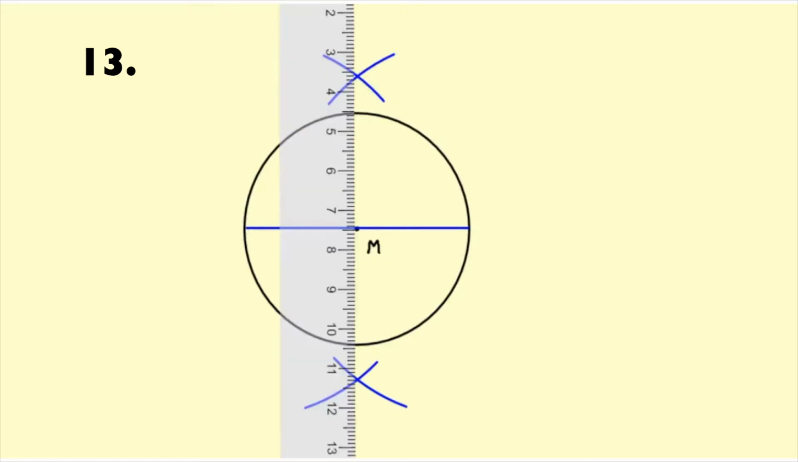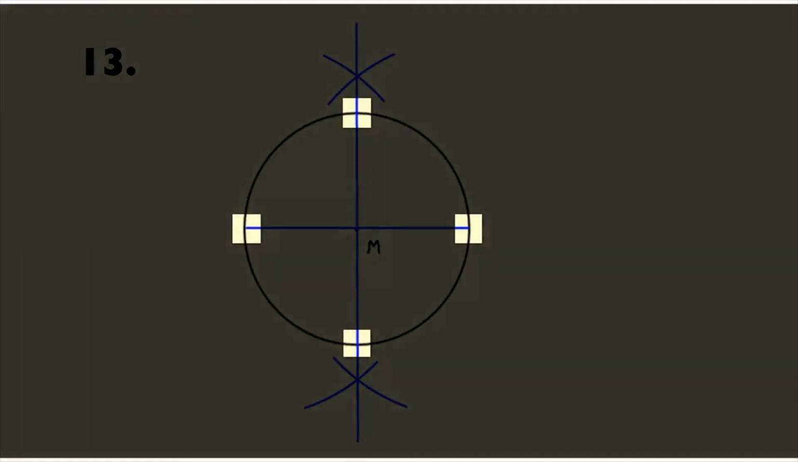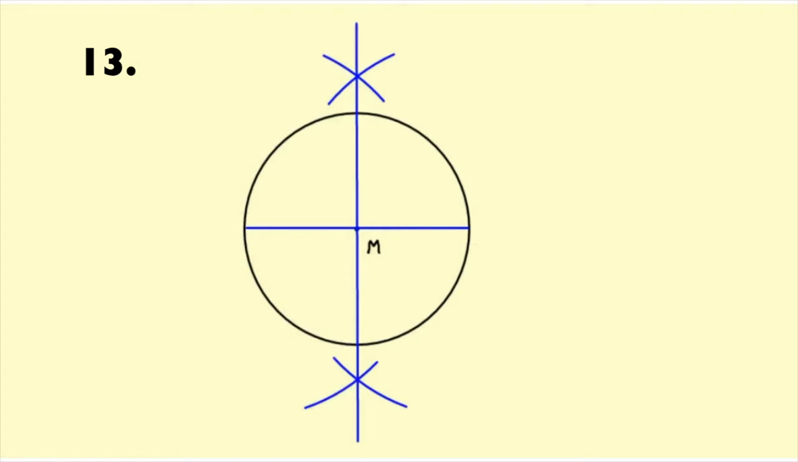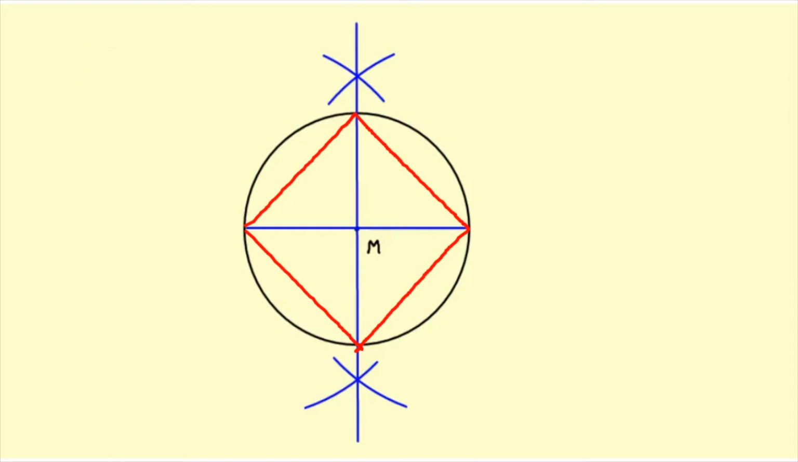Next, we take our ruler and we draw that perpendicular line. Each of these points of intersection will be the vertices of my inscribed square. So all I need to do is take my straight edge and connect those points. This square is inscribed in the circle.